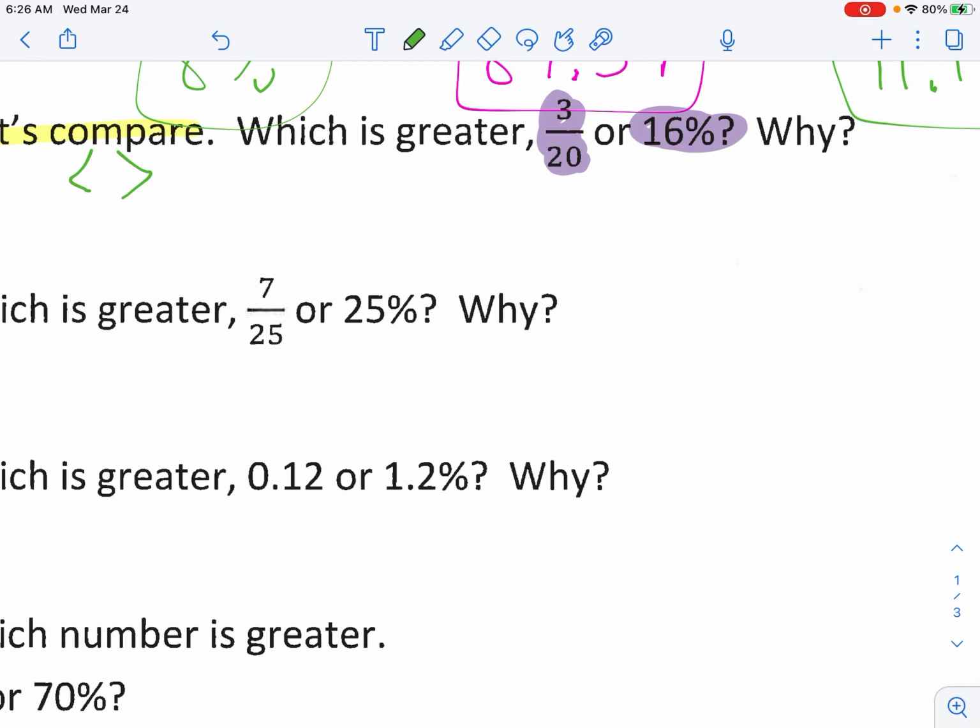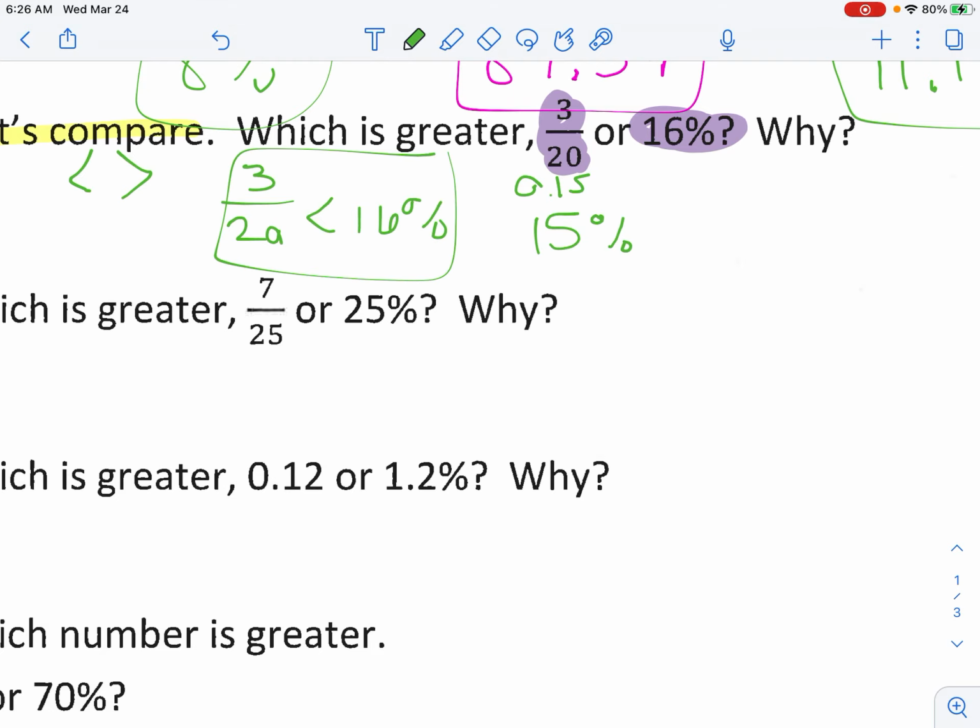So the first thing I'm going to do is go to my calculator and do 3 divided by 20. 3 divided by 20 is 15 hundredths, which is equal to 15%. Well, 15% is clearly less than 16%. Remember, when you order numbers, you have to order the original numbers given. So my answer would say 3/20ths is less than 16%.